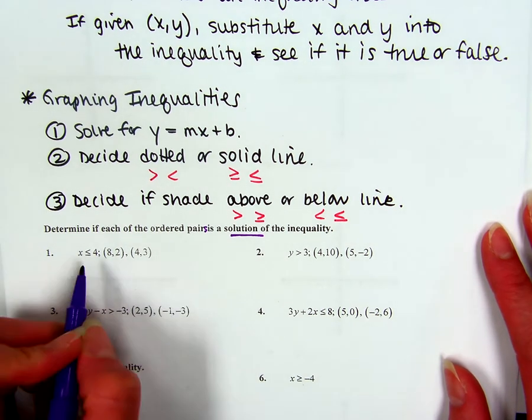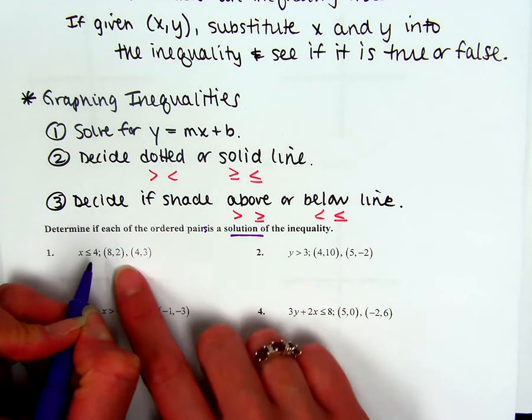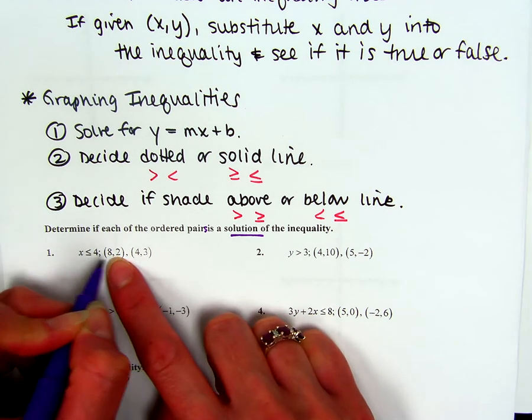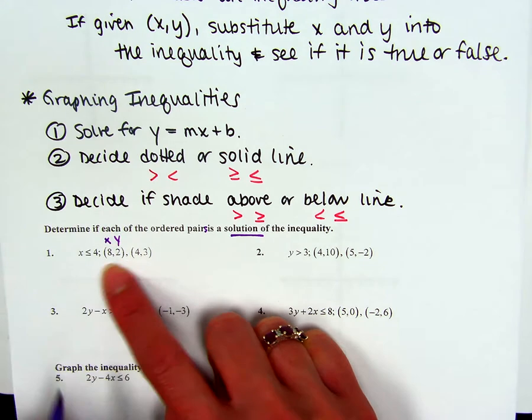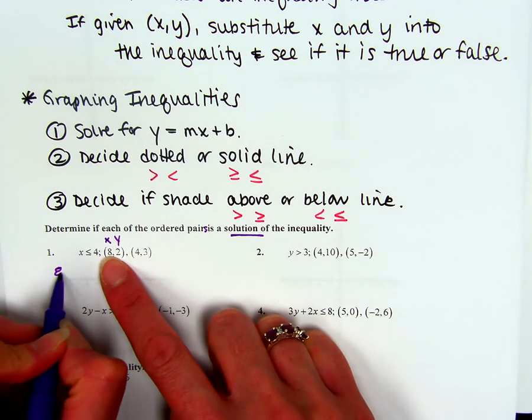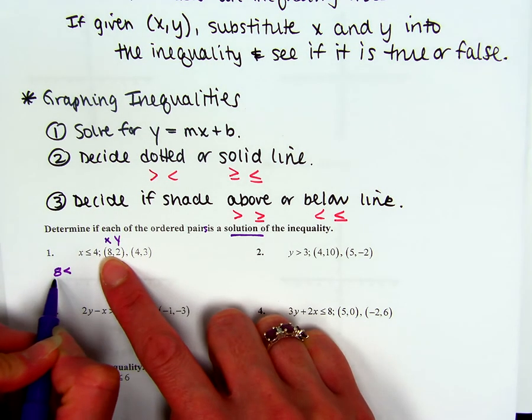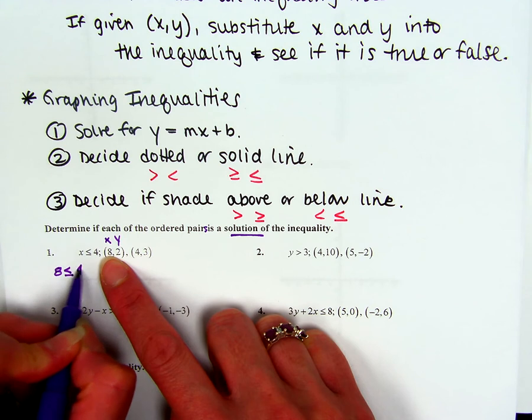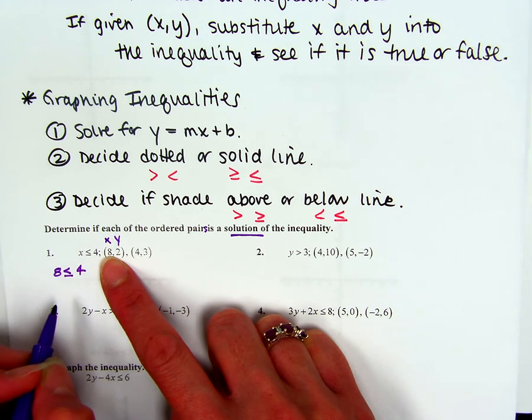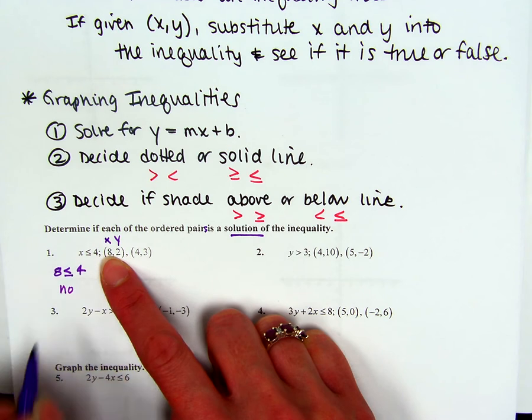So solution means is it an answer to the inequality. So here's my inequality: x is less than or equal to 4. So I just need to put in my x and y. But notice that there is only an x, so I'm going to put x is 8. So 8 is less than or equal to 4. Is that true? No. So then this one is not a solution.